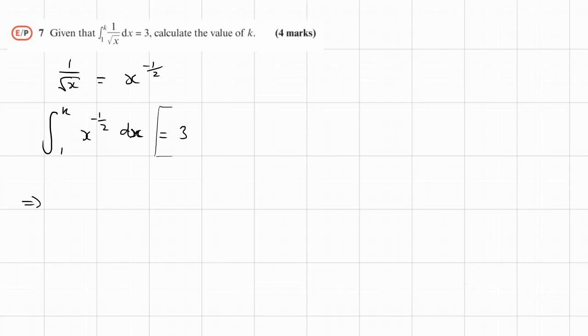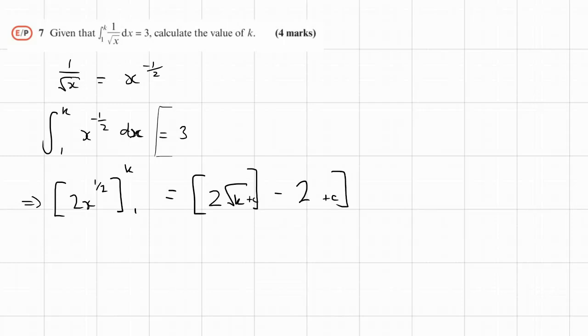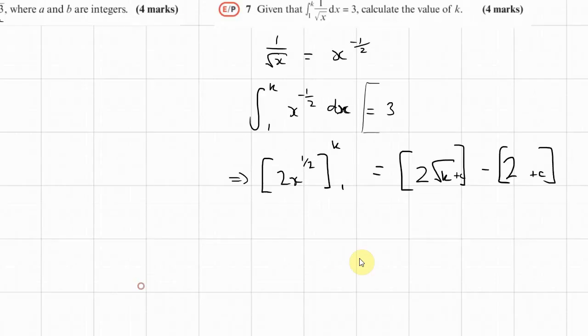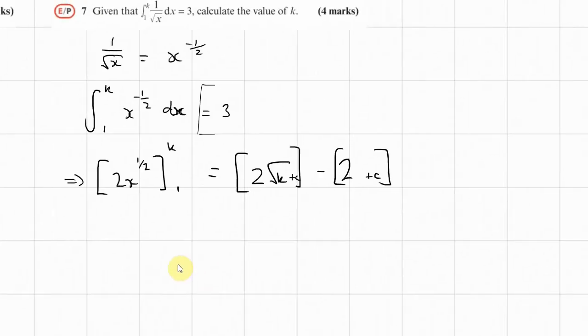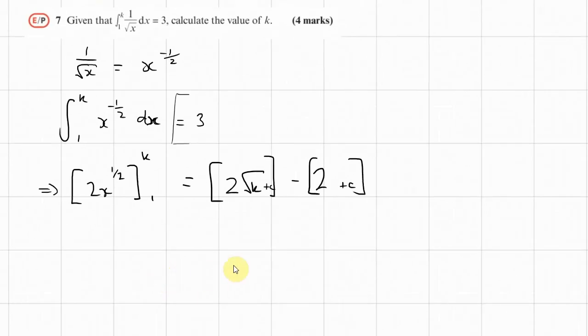So when I integrate this, I'm going to add 1 to the power. I'm going to divide by it. So I'm going to get 2x to the power of a half, and I'm going to do this between k and 1. So substitute k in. I'm going to turn that power of a half back into a square root, just because it looks nicer at this stage, and that's going to be subtract 2. Remember your plus c's in there. I probably forgot that in the last question, and you were probably shouting at me, I hope. So always put your plus c in there, even though they always cancel out. It's a bit pointless, but it is mathematically correct that we've got the constant of integration there.